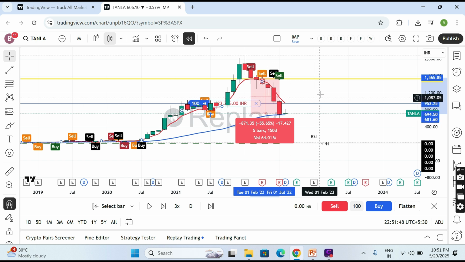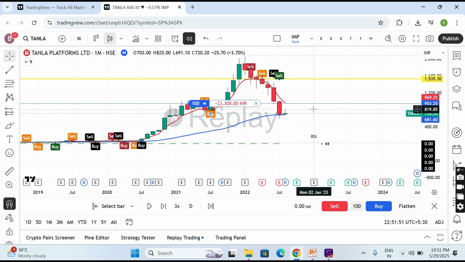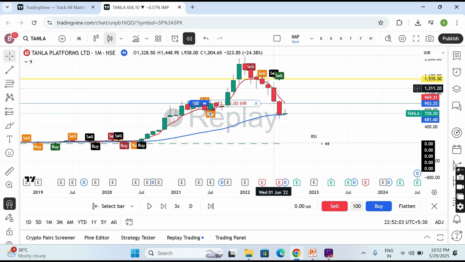So this is what you need to understand. Without a stop loss, a single trade can vanish your entire capital, and no one will remember you as a trader, because the market will punish you for being an undisciplined trader.